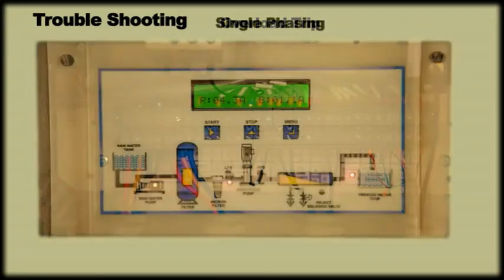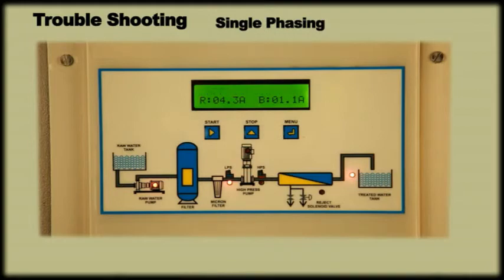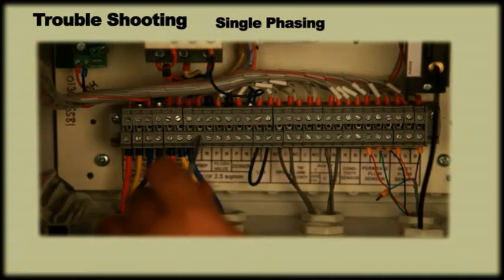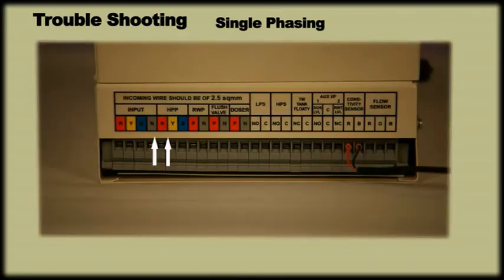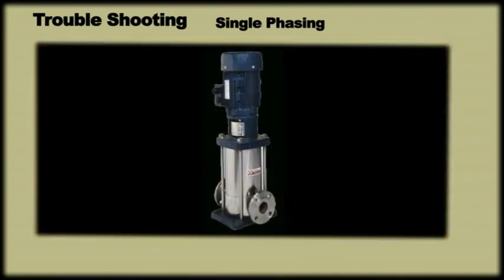If the display shows raw water pump single phasing or high pressure pump single phasing, then observe the current values displayed on screen. If the difference between two values is more than 40%, then check for loose connection and tighten the wires at pump and panel terminal. Check voltages across all phases, that is RY, YB, BR. The voltage should be around 415 volts and should be constant at the time of starting the pump. If the problem persists, get the motor checked.